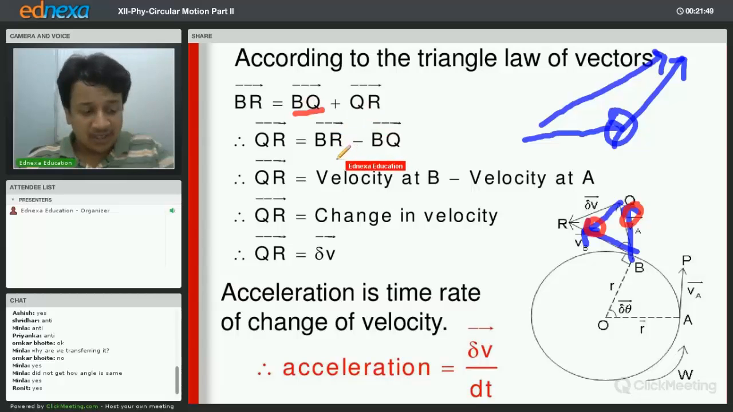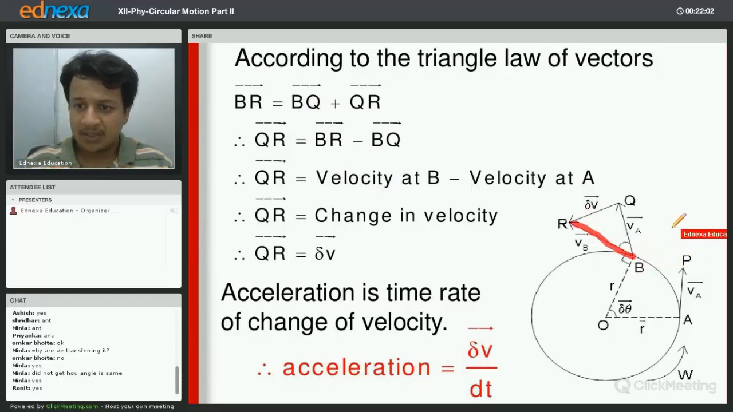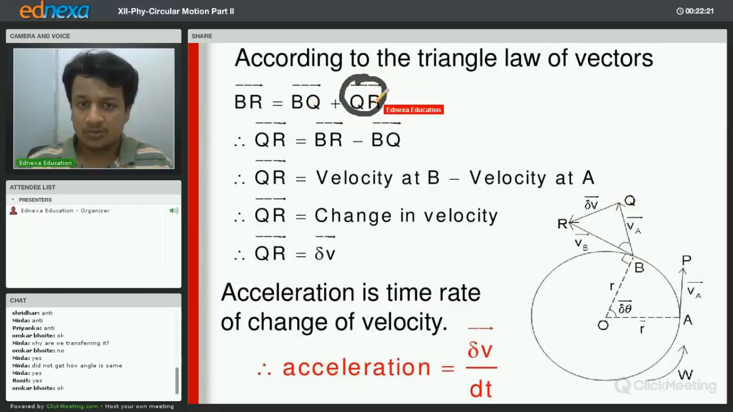So first vector plus second vector is equal to third vector. Let's check the diagram once again. Vector BR is equal to vector BQ plus vector QR. BR is equal to BQ plus QR. Okay, so to the next step, QR is equal to BR minus BQ. So what is BR?